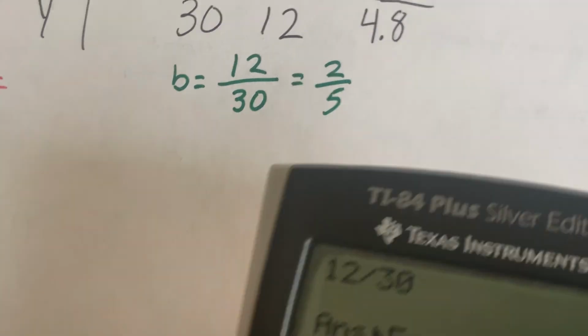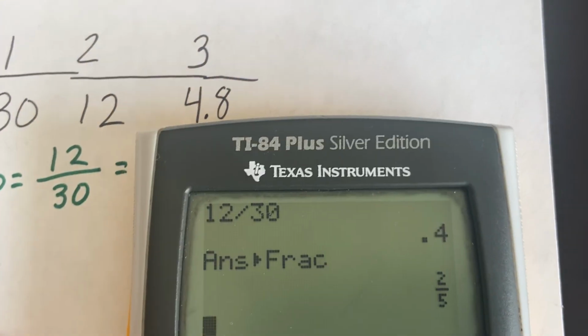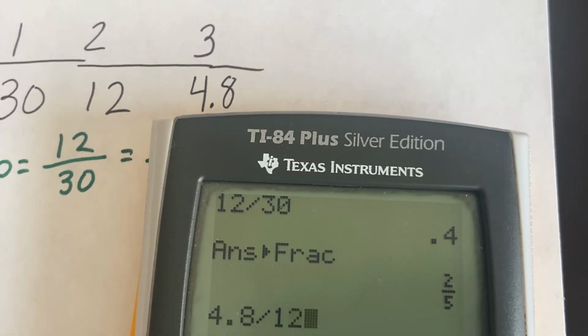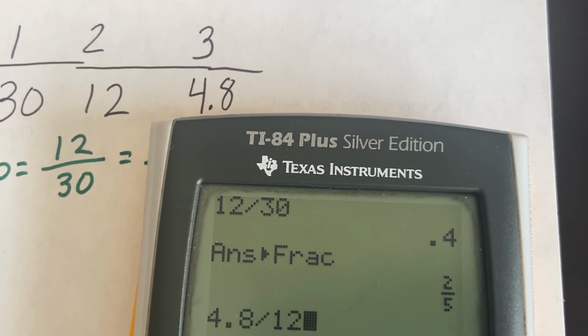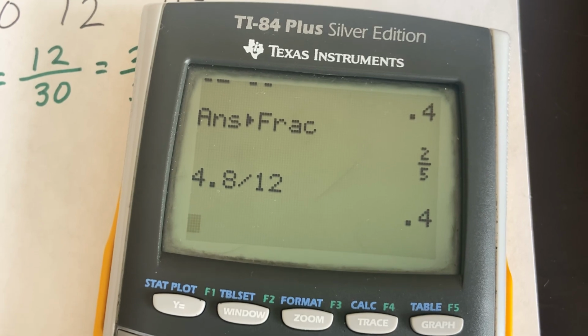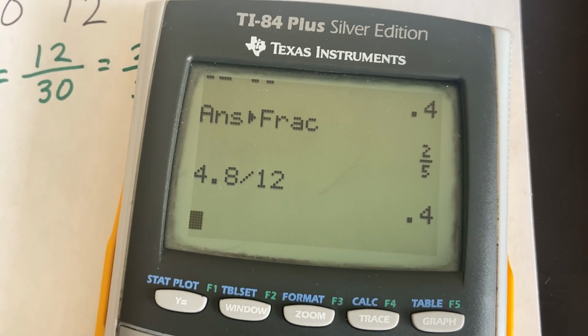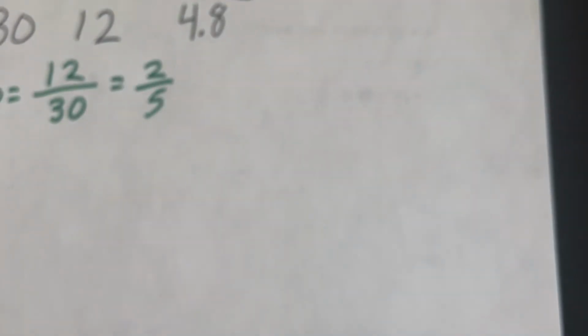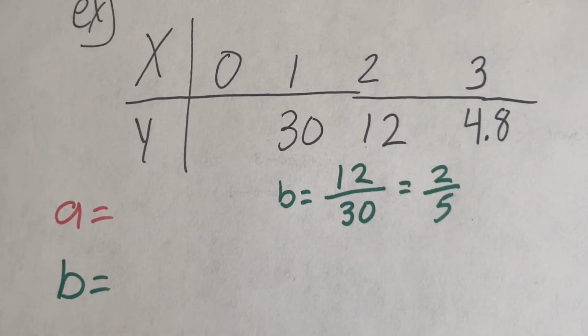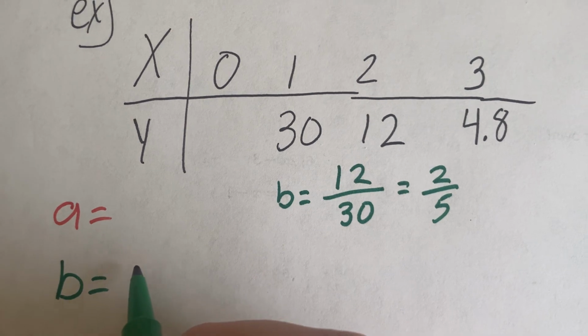Just to make sure that we're all in the same boat here, let's try to do that other number. So the 4.8 over 12, right? So the third number divided by the second number, and it should give us that same 0.4, and it does. Okay, so this is an exponential function. It is using the same multiplier throughout. Okay, so that's one piece that we really need. So I'm going to go ahead and write that down. My b value is 2/5.